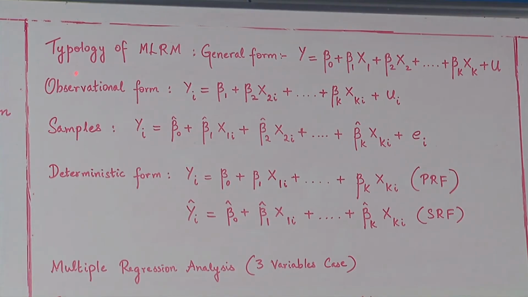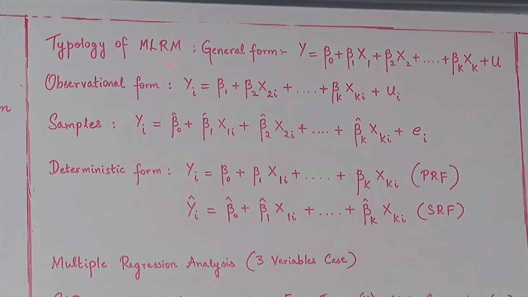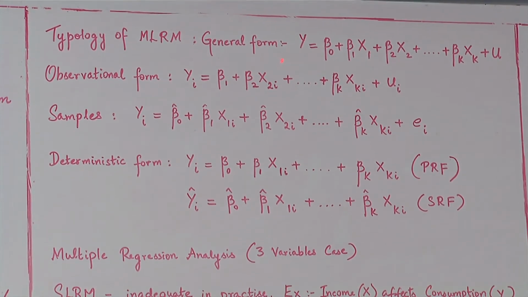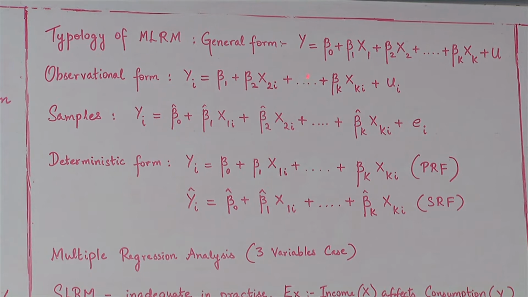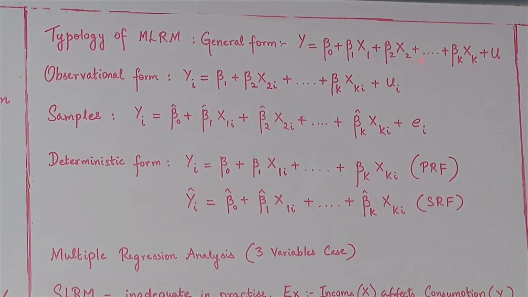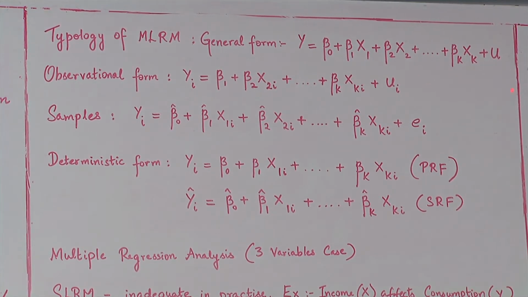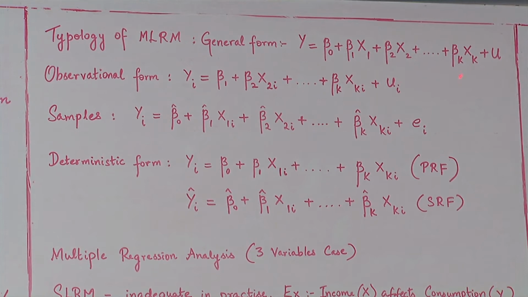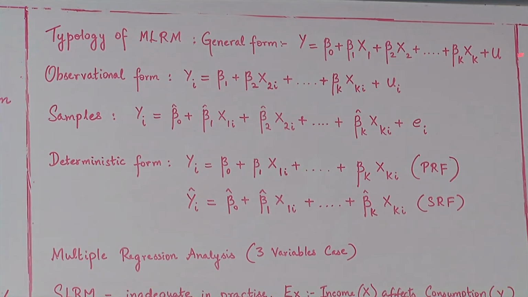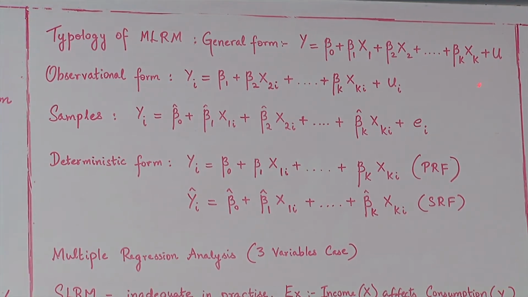Now, let us look at the typology of MLRM. So, first is the general form, which is written as y is equal to beta naught plus beta 1 x1 plus beta 2 x2 plus there may be a lot of variables in between plus beta k x k plus u. If you look at the general form, y is the dependent variable while x1, x2 etc. x k are the independent variables, and beta naught, beta 1, beta 2 etc. beta k are the coefficients, and u, as you know, is the disturbance term.